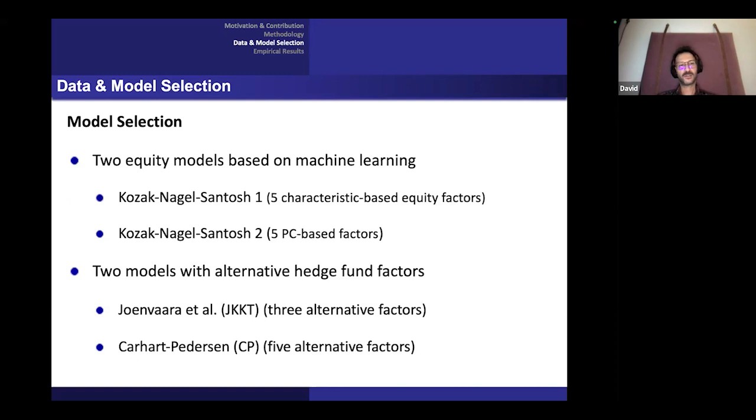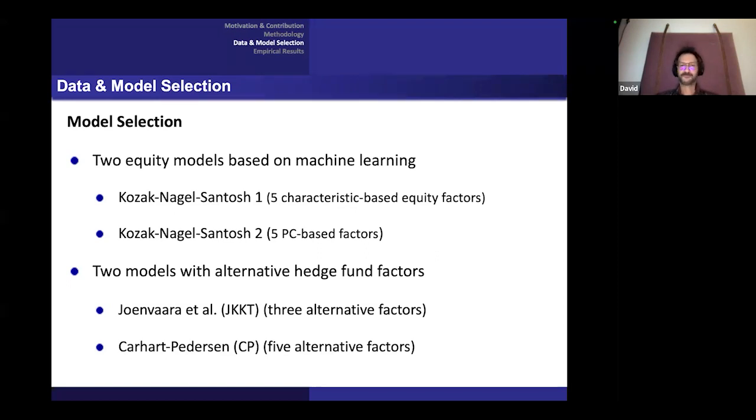So in the study by Kozak, Nagel, and Santosh, we have two of these models that have been calibrated on the equity space for the US. One model has five characteristic-based factors, so various characteristics that you find on the equity space in the US. And then you have a second model, which is a principal component version of the first model. So these are the two machine learning cutting edge, if you want, factor models.